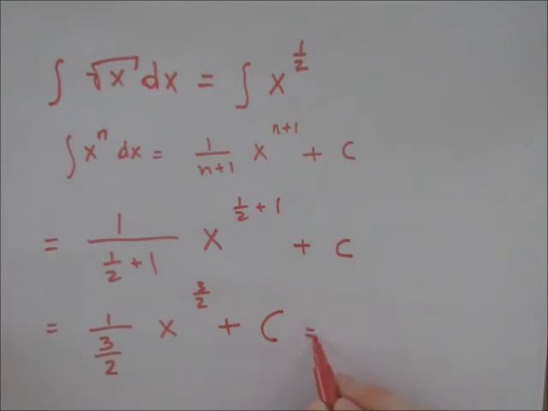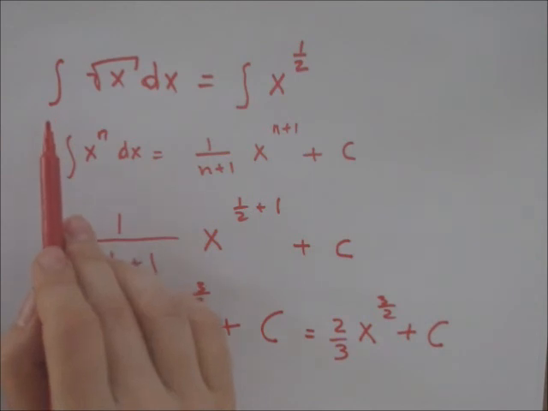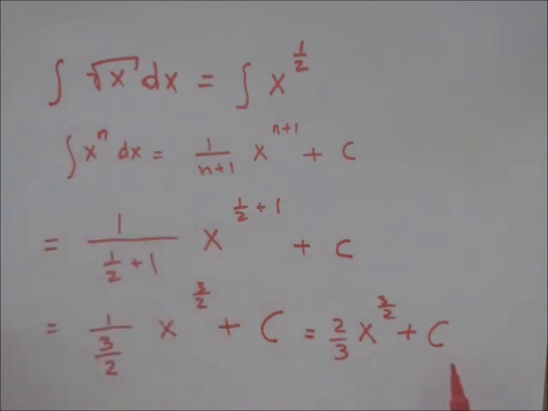But this is the same, you can flip this. So it's going to be 2 over 3, x to the 3 over 2, plus c. Again, because we have an indefinite integral, we use c. So this is our final answer.